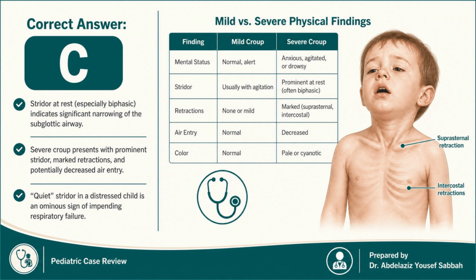Stridor at rest, especially when it becomes biphasic, indicates significant narrowing of the subglottic airway and signals severe disease. Severe croup typically presents with prominent stridor, marked suprasternal and intercostal retractions, decreased air entry, and the child may appear anxious, agitated, or drowsy. A particularly ominous sign that every clinician must recognize is quiet stridor in a distressed, exhausted child, which means airflow has become so minimal that the obstruction can no longer generate audible turbulence. This is a red flag for impending respiratory failure and demands immediate airway intervention rather than reassurance.